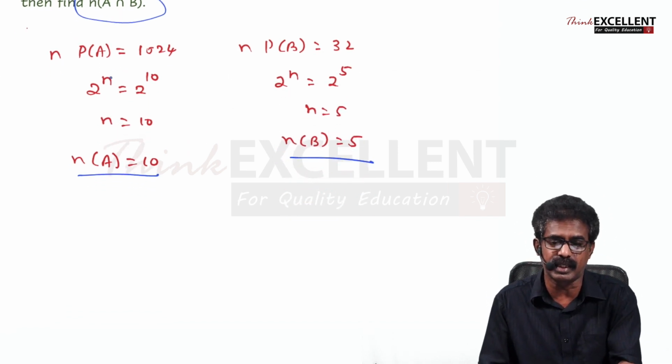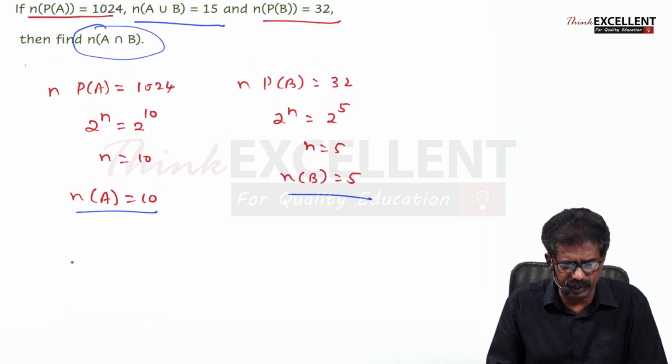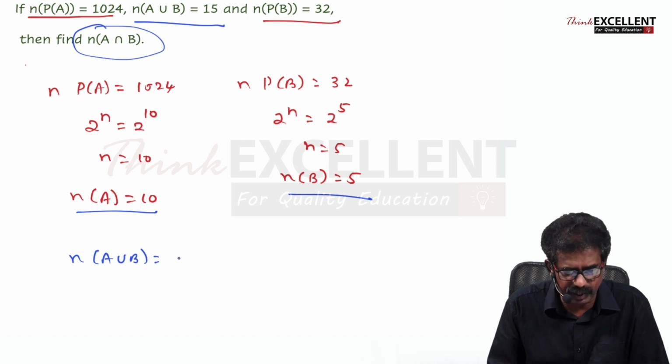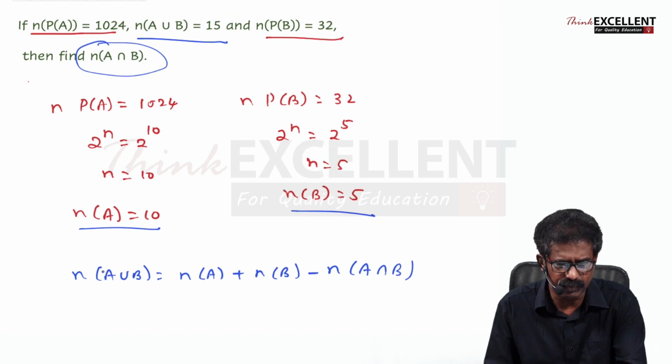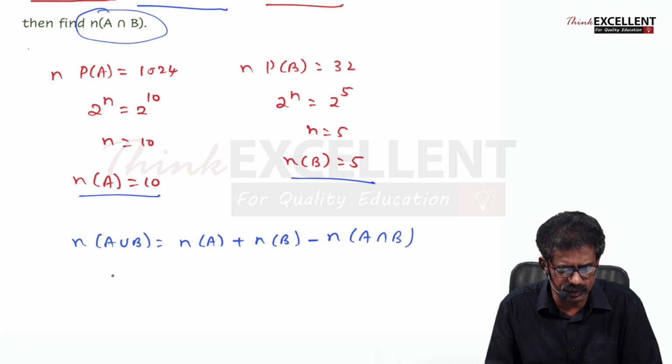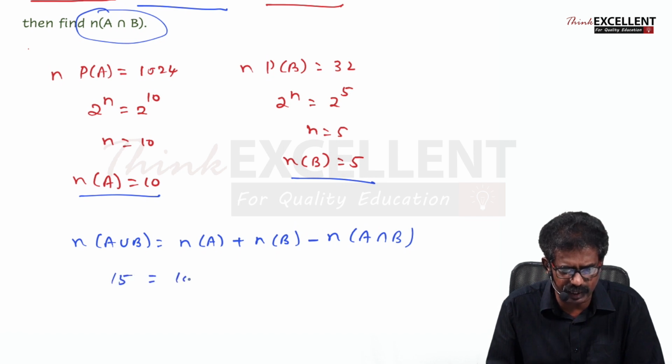There is a relation connecting, the addition formula, right? n of A union B is equal to what's the formula? n of A plus n of B minus n of A intersection B. What is n of A union B? It is given in the question, 15. So 15 is equal to n of A 10 plus n of B 5 minus n of A intersection B. That is what we want.